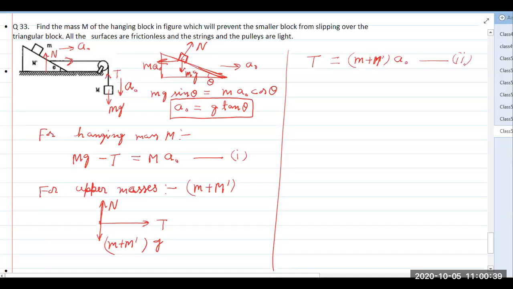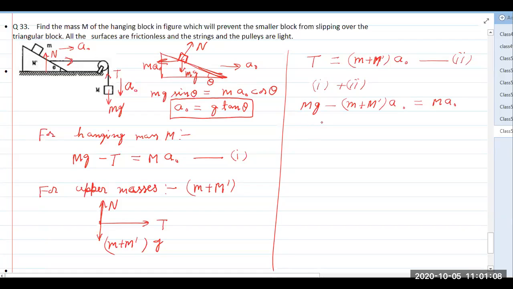If we add equation 1 with 2, it will be Mg minus (m plus M dash) a naught equal to M a naught. What we need to find here is the capital M. So how do we find capital M?